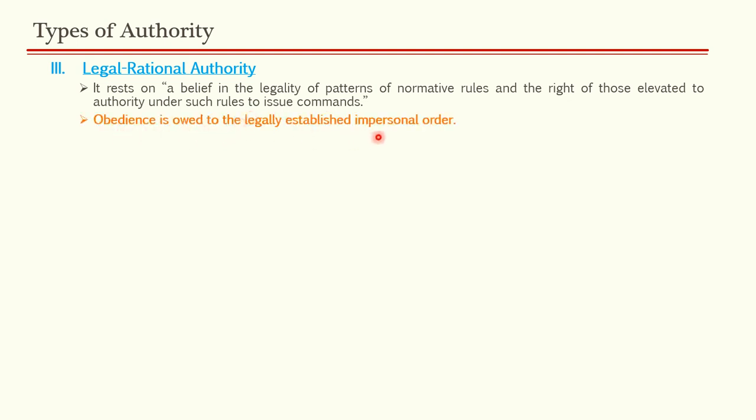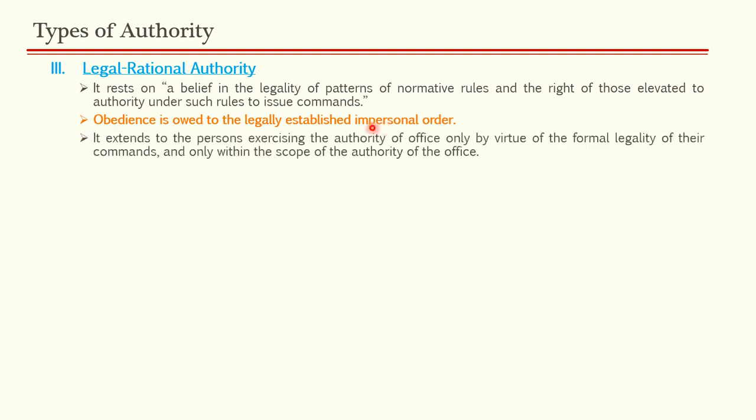Obedience is owed to the legally established impersonal order. What do you mean by impersonal? Something in which you do not bring in your personal feelings, personal emotions and personal bias, which is impersonal. You do not consider charisma of a leader. You consider someone as a leader because of his qualities and not because of his charisma and not because of some age-old traditions and customs. So there is a legally established impersonal order, and that is why you obey someone. That is what obedience is owed to.